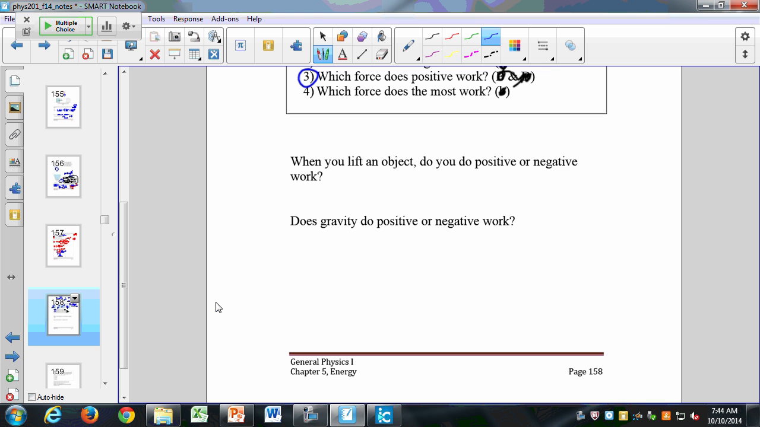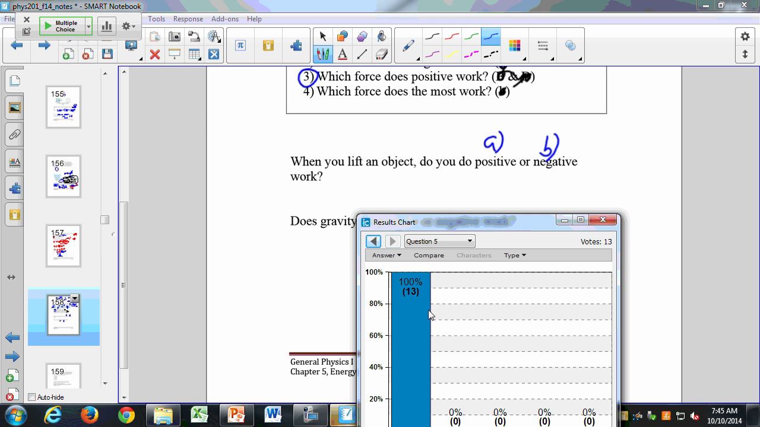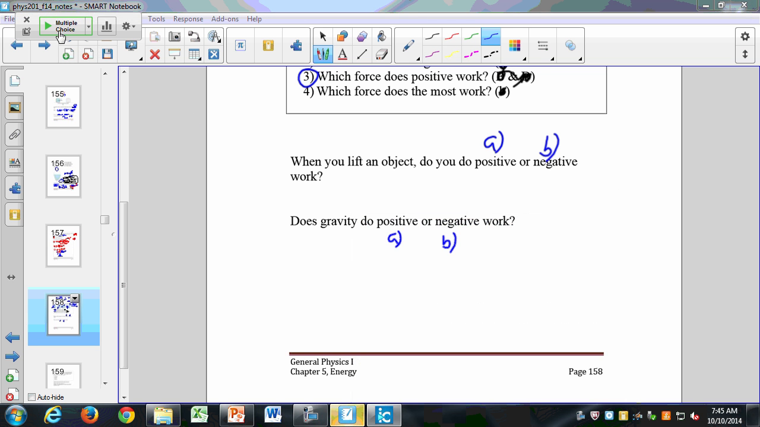Okay, when you lift an object, do you do A positive or B negative work? That's the question. And then the next question is, does the gravitational force do A positive or B negative work as you lift an object? Okay, just a few seconds, I'll take away that first one. Stop at 22. And then the next one, does gravity do positive or negative work?